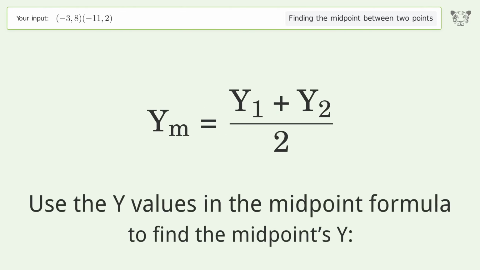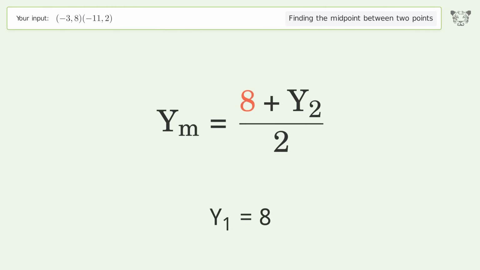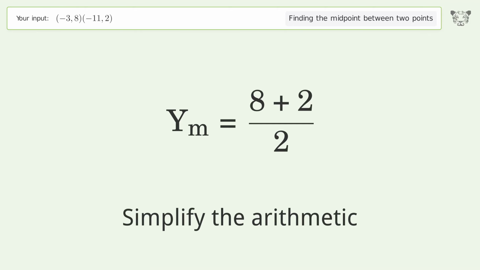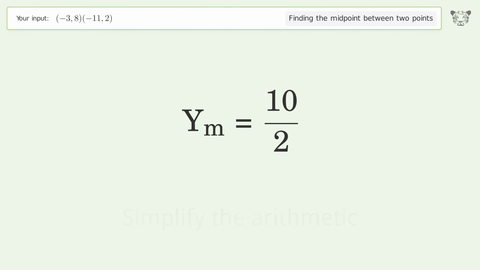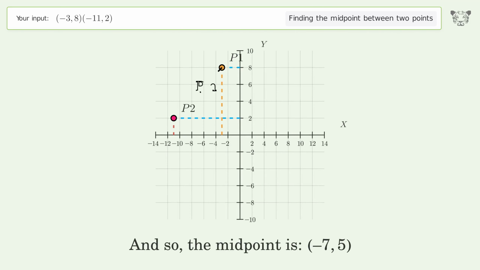Use the y values in the midpoint formula to find the midpoint's y. y1 equals 8. y2 equals 2. Simplify the arithmetic. And so, the midpoint is -7, 5.